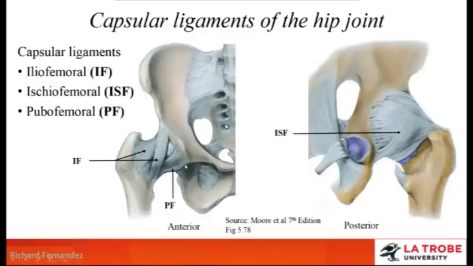Here you can see the pubofemoral ligament attaching between the pubic bone and the neck of the femur. If we look on this diagram on the right, you can see the ischiofemoral ligament, which is attaching to the articular margin of the acetabulum, just a bit lateral to the acetabular labrum. You can also see how it's converging to insert onto the greater trochanter's superior pole. Please note that this ischiofemoral ligament does not attach to the intertrochanteric crest. It goes to the greater trochanter instead.